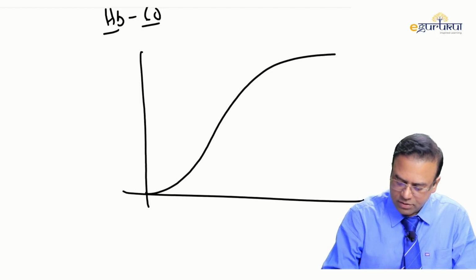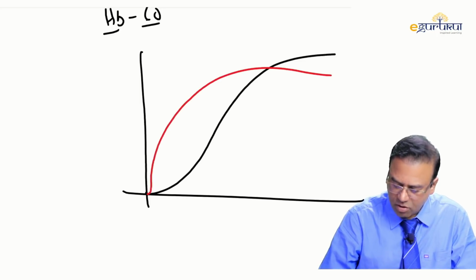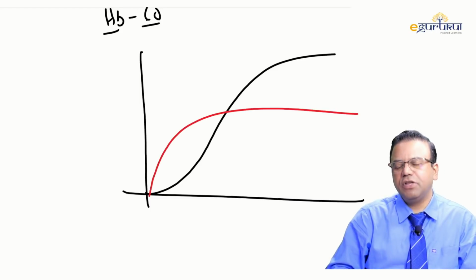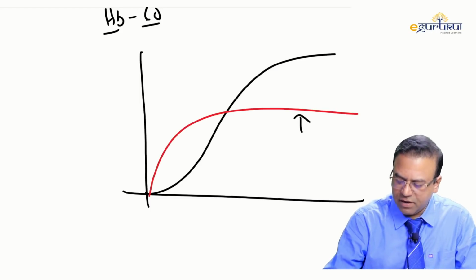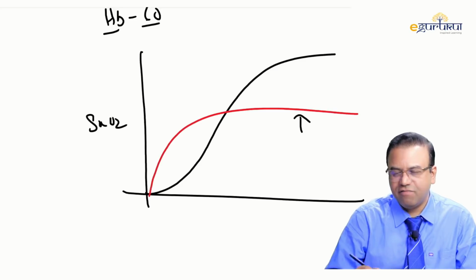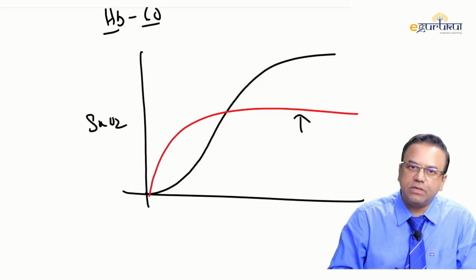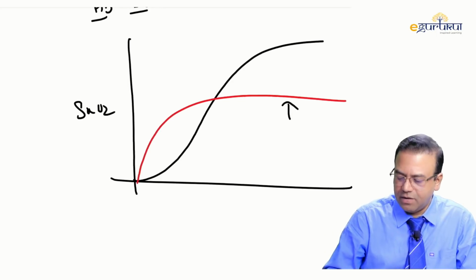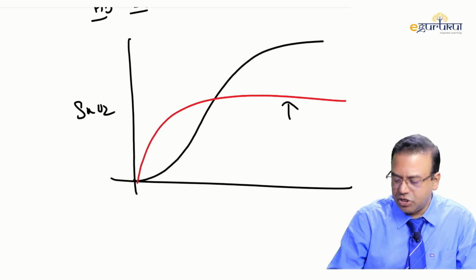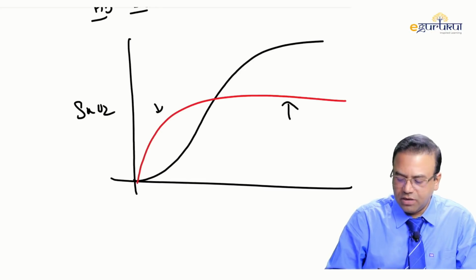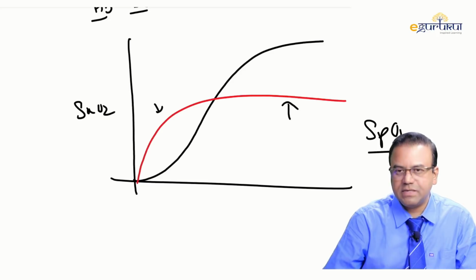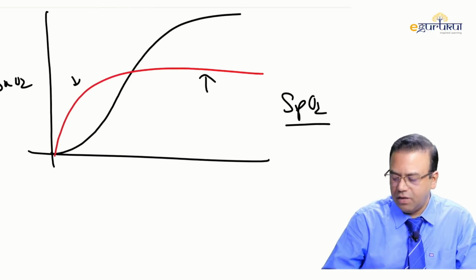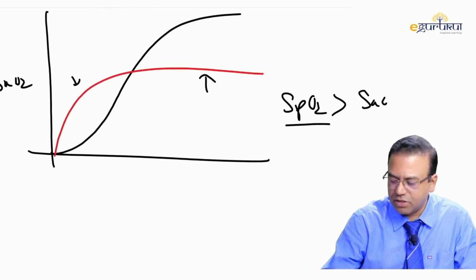And again, what you're noticing here is that yes, it does cause a left shift initially, and that's what we see. But then the saturation is significantly decreased, far more than what you would expect in a methemoglobinemia, which was kind of stuck around the 85% scenario. This saturation is far lower. But initially, yes, it is left shifted. And in general, the pulse oximeter saturation, the SpO2, is going to be far greater than the actual saturation.